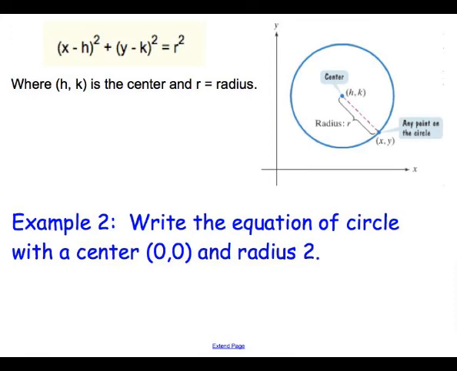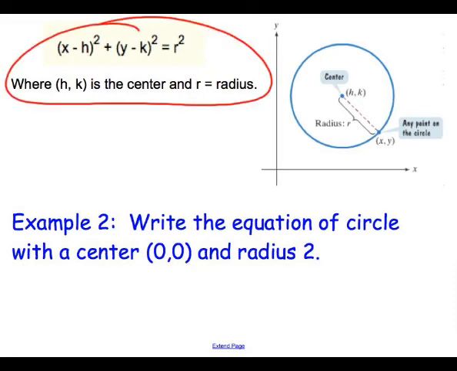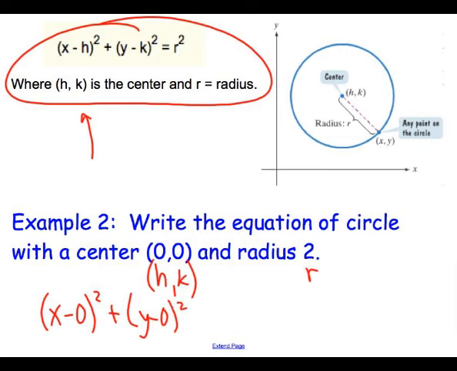So example number 2 here, so this is your notes that you'll want to write down. Number 2 is write the equation of a circle with a center 0, 0 and a radius of 2. Well, looking at our notes up above, if the center is 0, 0, then that's h, k, and the radius is 2, well, that's r. So I'm going to just plug those 3 numbers into my equation. It's going to be x minus 0 squared plus y minus 0 squared equals 2 squared. I simply plugged in what I knew, 0, 0, and the radius. And I have my equation.